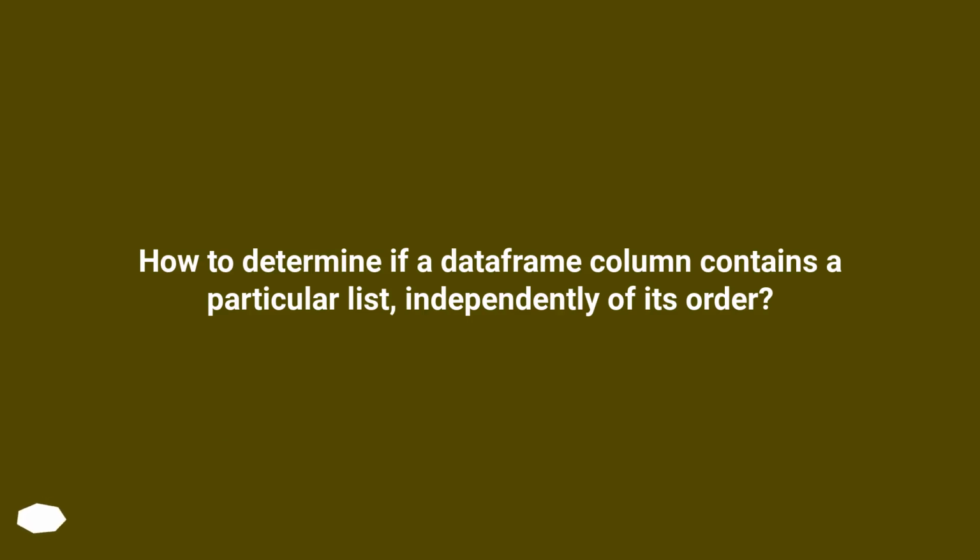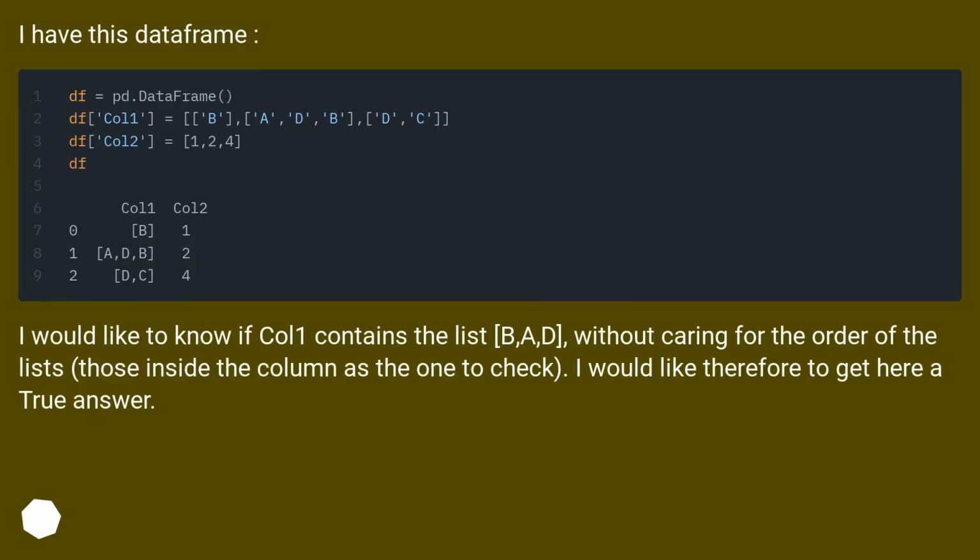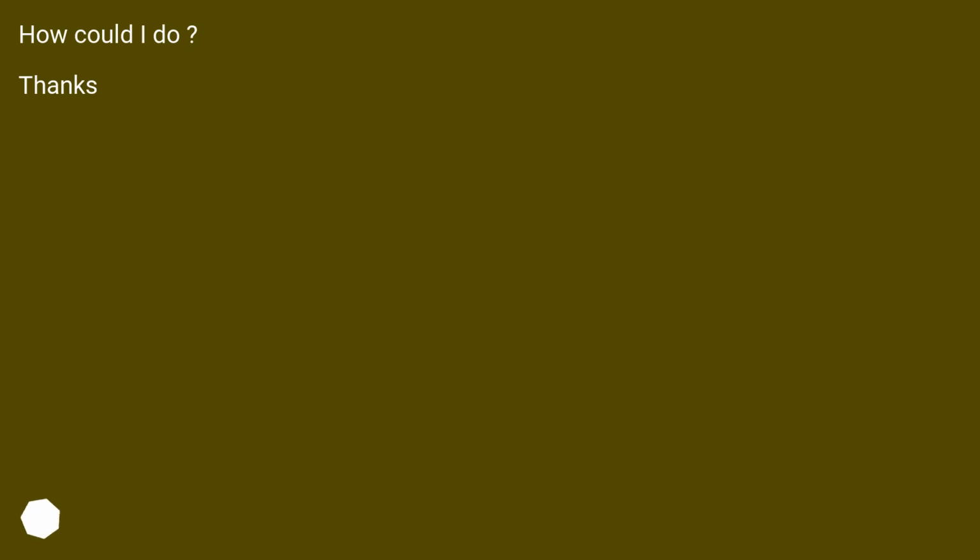How to determine if a data frame column contains a particular list, independently of its order? I have this data frame. I would like to know if col 1 contains the list B, A, D, without caring for the order of the lists, those inside the column as the one to check. I would like therefore to get here a true answer. How could I do? Thanks.